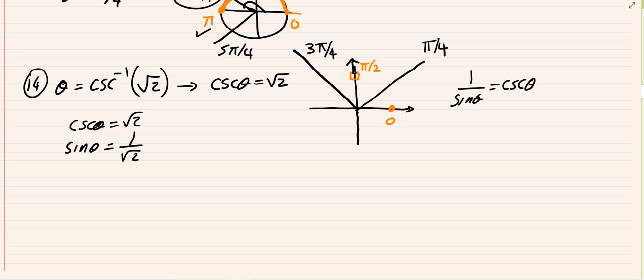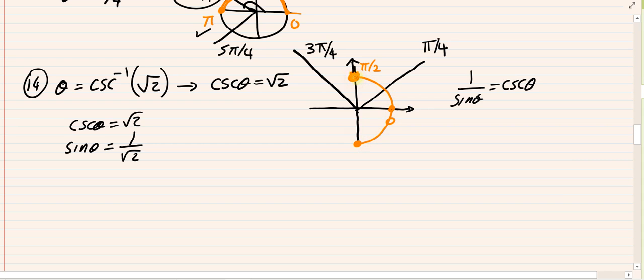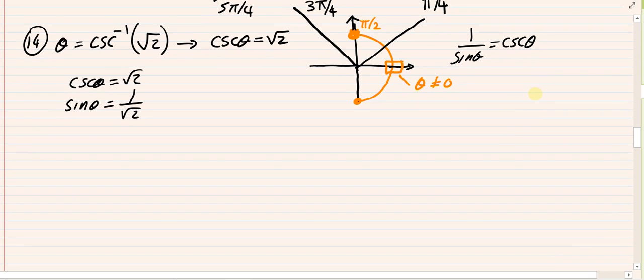Now, my circle looks like this. Remember the circle for sine inverse? It looked like that. And for cosecant inverse, theta isn't allowed to be 0, the 0 of sine, because of division by 0 here. So that looks right now. Therefore, we're only going to accept pi over 4. We're not going to accept 3 pi over 4. Therefore, the answer to this exercise is pi over 4, for number 14.